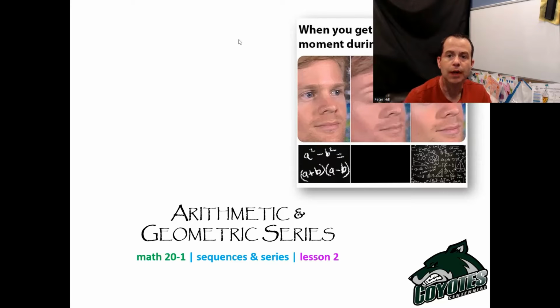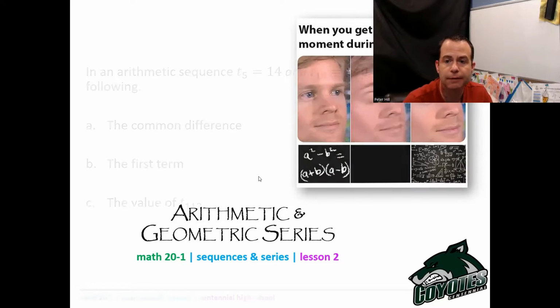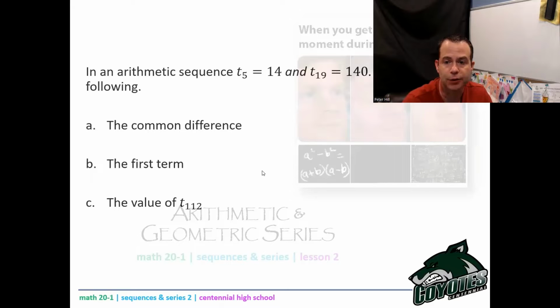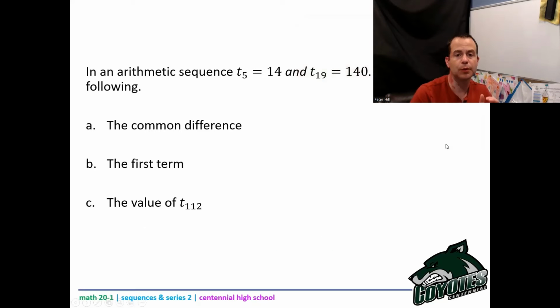As the beginning of our warm up, just to get us going again, we're going to look at a question that we dealt with last lesson, for purposes of review. In an arithmetic sequence, t of 5 is 14 and t of 9 is 140. Determine the common difference, the first term, and the value of t of 112.